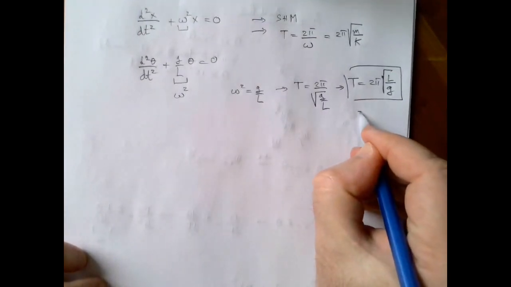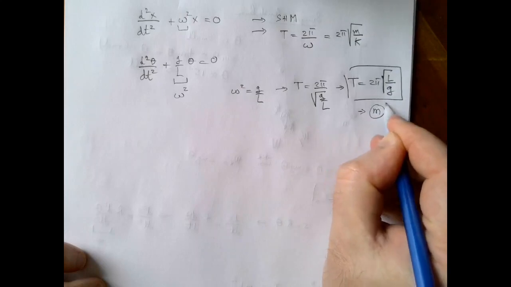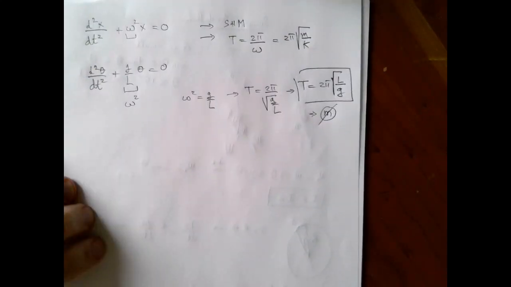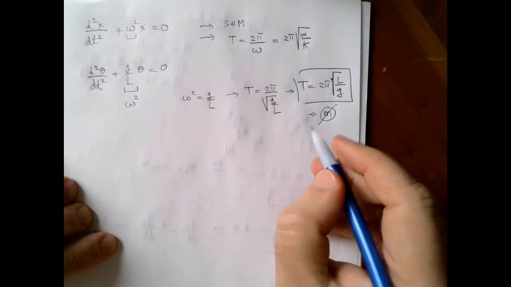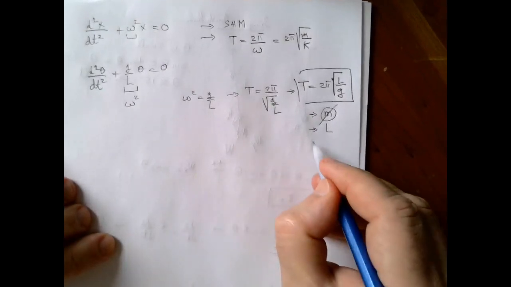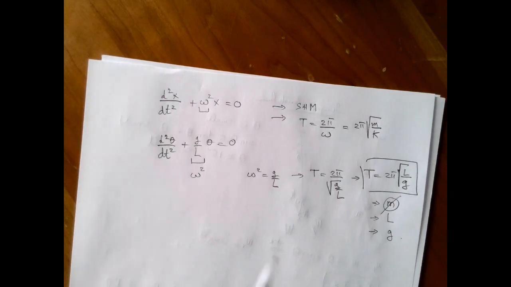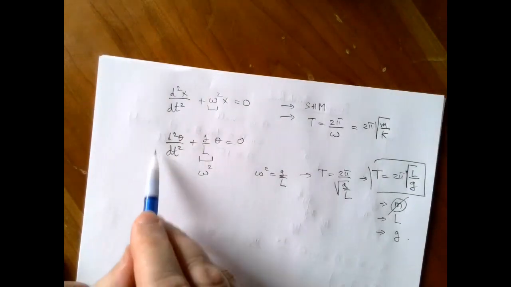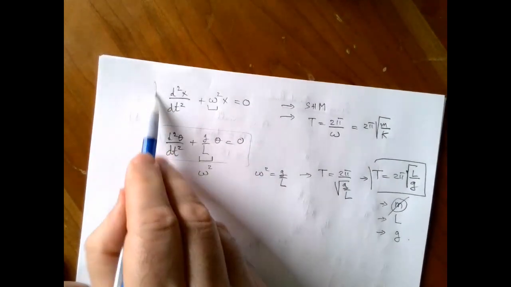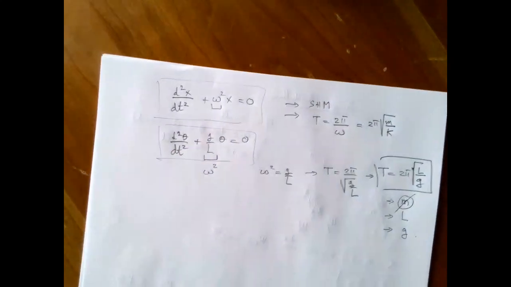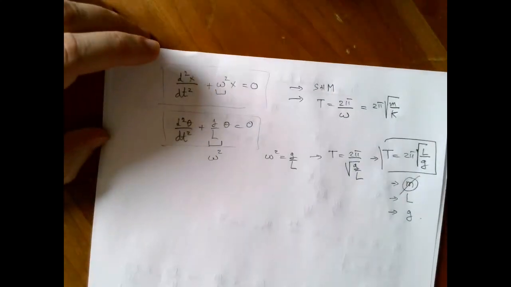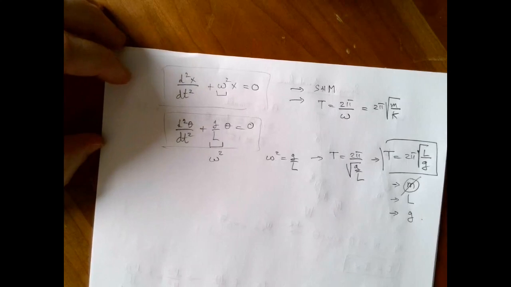An interesting result is that unlike the spring, the period is independent of the mass. It depends only on the length of the pendulum and on the acceleration of gravity. And it is a simple harmonic motion because the equation of motion satisfies the conditions for simple harmonic motion.